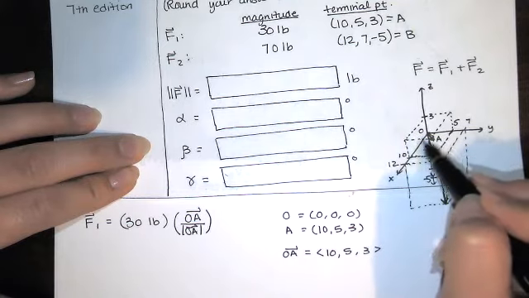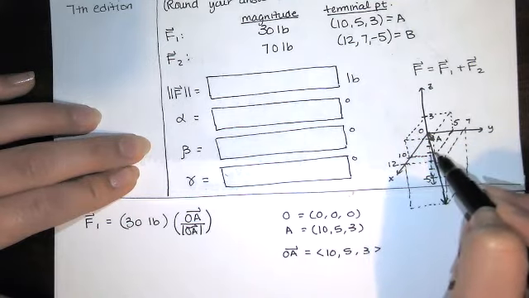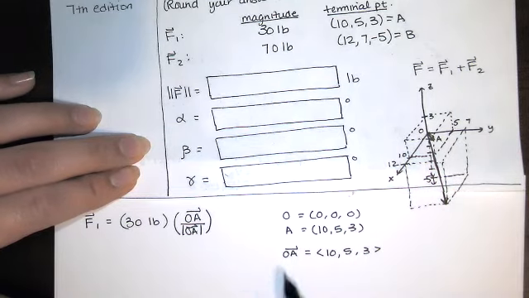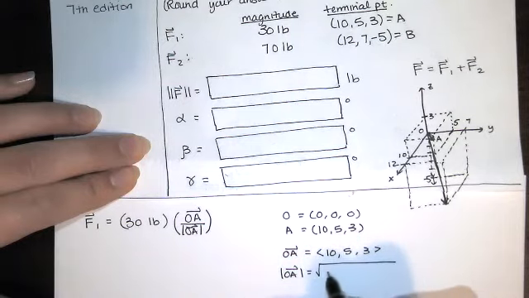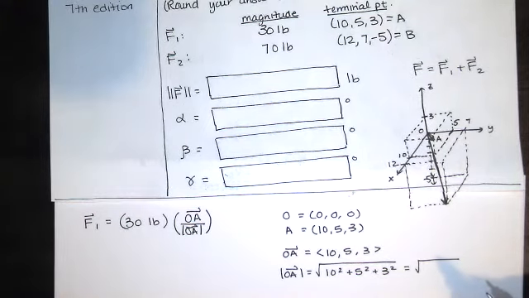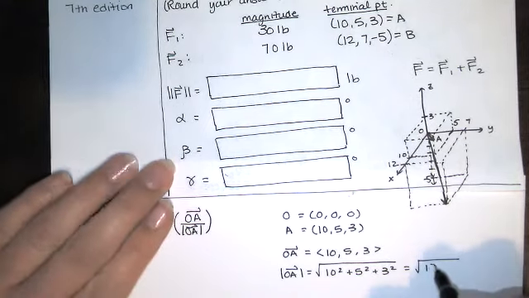We start at the origin. We go 10 units in the x direction, 5 units in the y direction, and up 3 units in the z direction. So that's our vector OA. And then we want to find its magnitude and divide by it. Remember, when you're finding the magnitude, you just take the components, you square them and add them and take the square root. So we get 100 plus 25 plus 9 is 134.